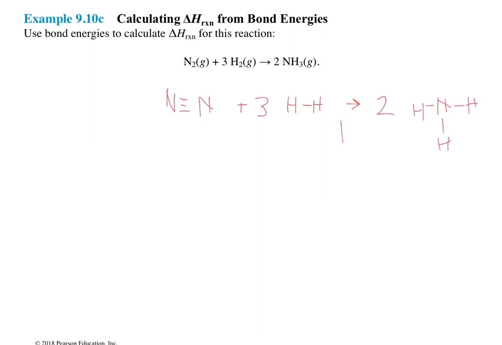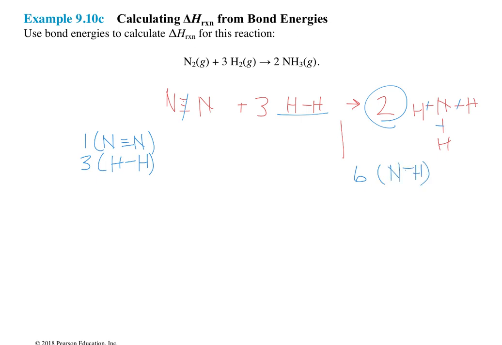Okay, so the things I need to break, I have 1 nitrogen-nitrogen triple bond. I have 3 hydrogen single bonds. And I'm going to break 1, 2, 3 from ammonia, but I have 2 ammonia, so I have 6 nitrogen-hydrogen single bonds. Great, so plugging in numbers, nitrogen-nitrogen triple bond is 946 kilojoules.